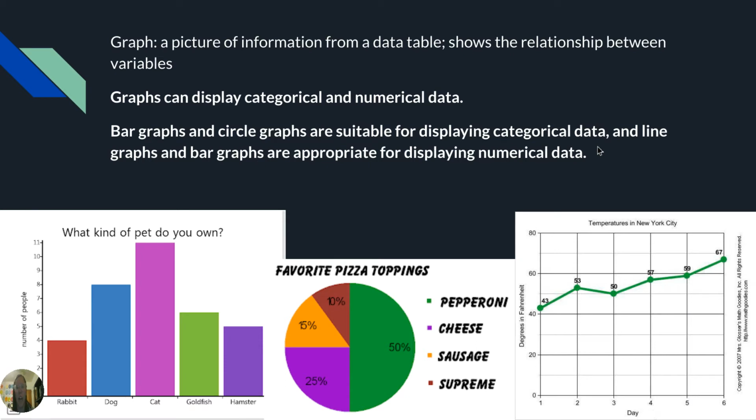Graphs can display categorical and numerical data. So bar graphs and circle graphs are suitable for displaying categorical data. So here we have a bar graph and a circle graph. And line graphs and bar graphs are appropriate for displaying numerical data. So here's your line graph and again a bar graph. Here you can see pepperoni, cheese, sausage, supreme would be categories. Pets: rabbit, dog, cat, goldfish, hamster. Numerical is the degrees over the days, and you could use the number of people here for the numerical also for the bar graph.